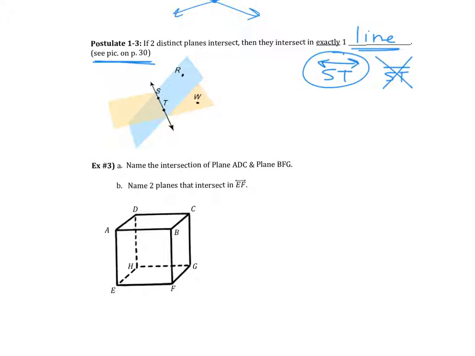So think about that when you're trying to come up with the intersection of something. Give yourself a visual. The wall and the floor meet at a line, okay? How are we doing so far? Questions on any of that?